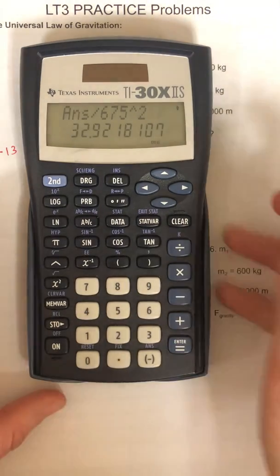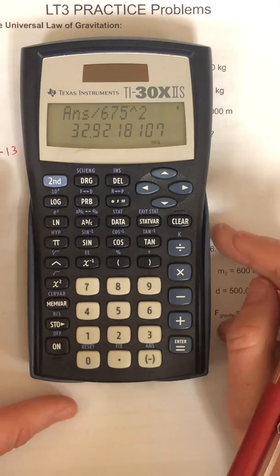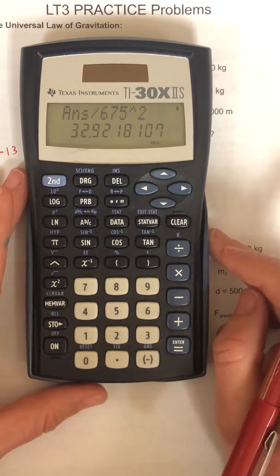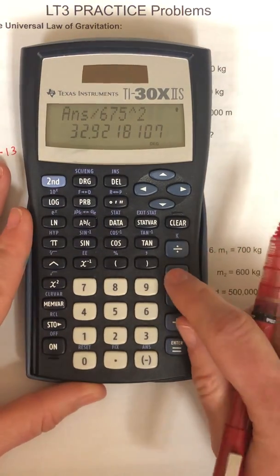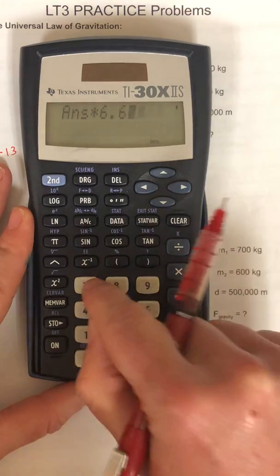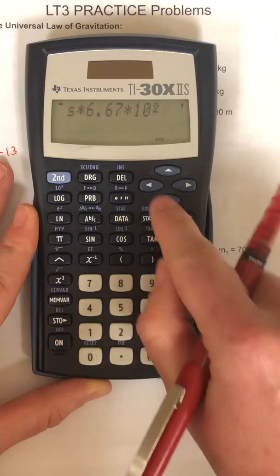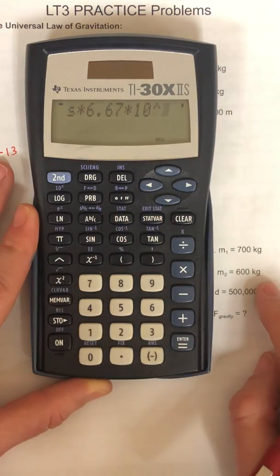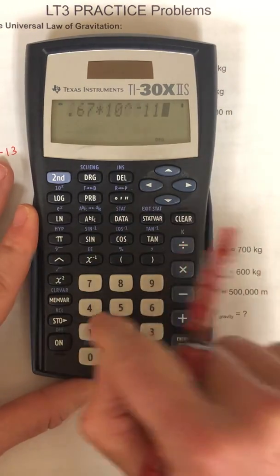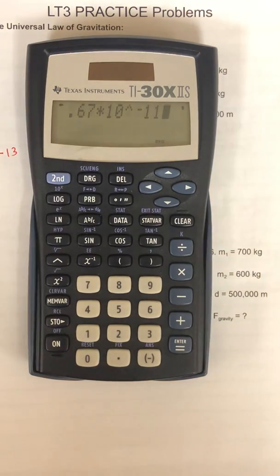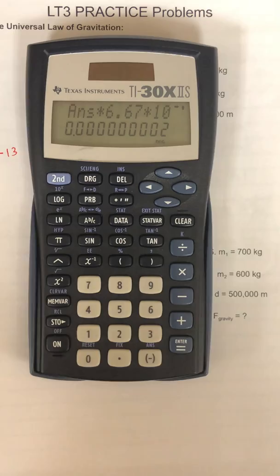So we did this. Divide it by 675, but don't forget to square it because it's in the equation. So I go divide by 675 caret 2. Hit enter. Some big old number. Third step, the last step, is to multiply it by big G. So we multiply it by 6.67 times 10 caret negative 11. And holy ugliness.